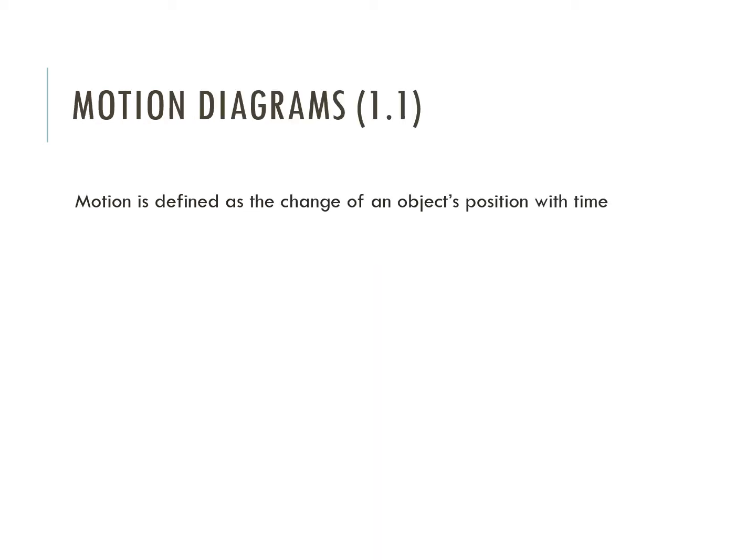So let's talk about motion diagrams. But before we can really talk about motion diagrams, we need to formally define what motion is. According to physics, motion is defined as the change of an object's position with time. So where an object is located can change with time, and that is the definition of motion.